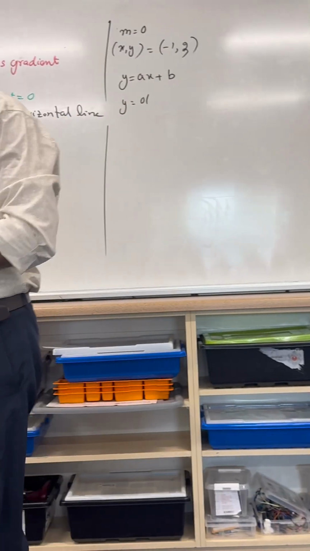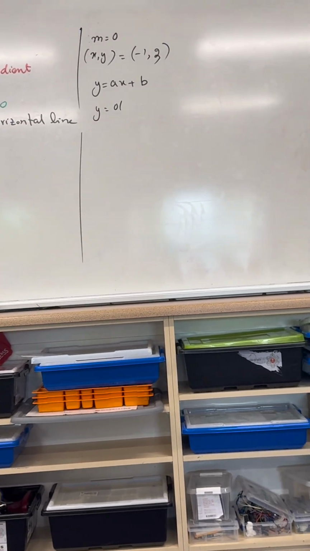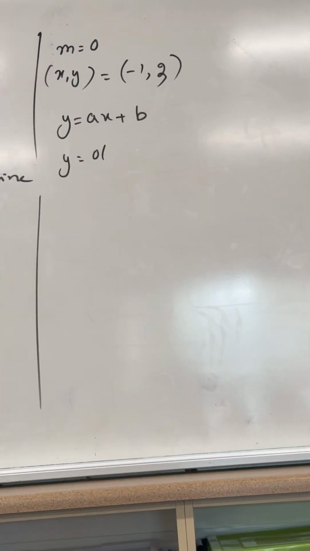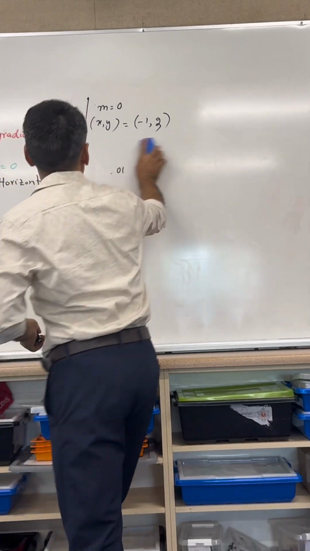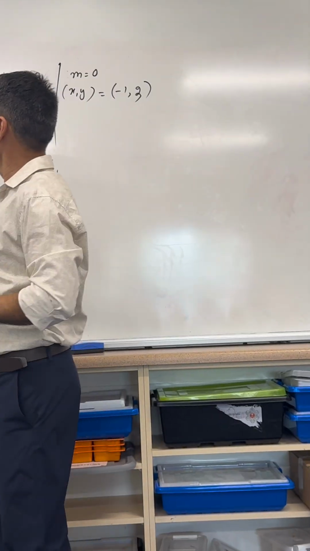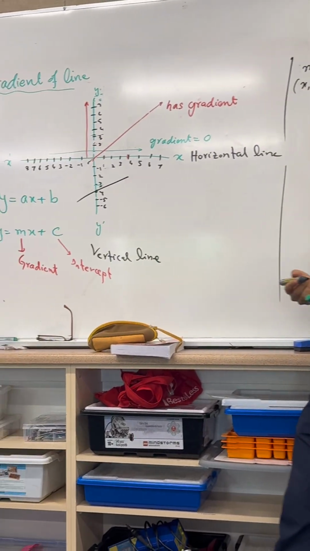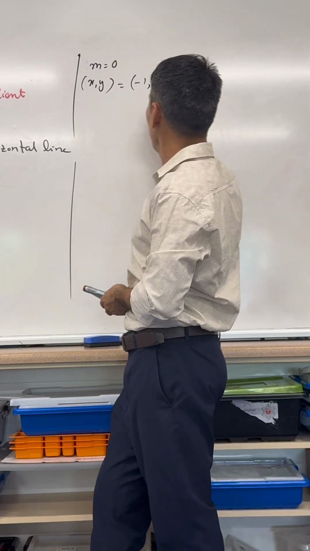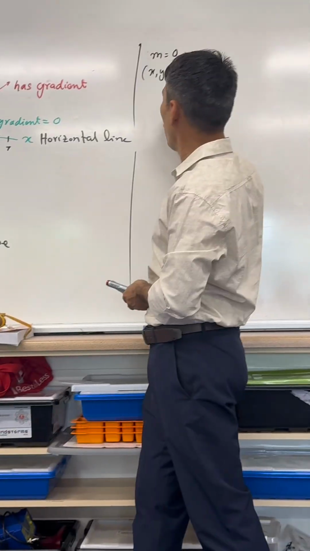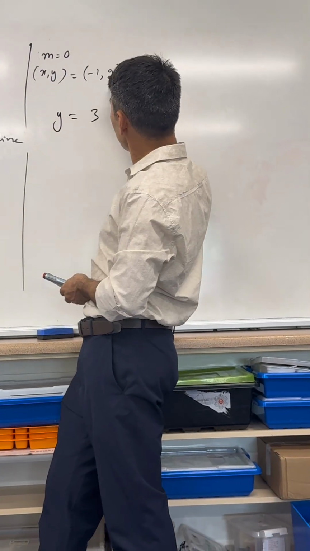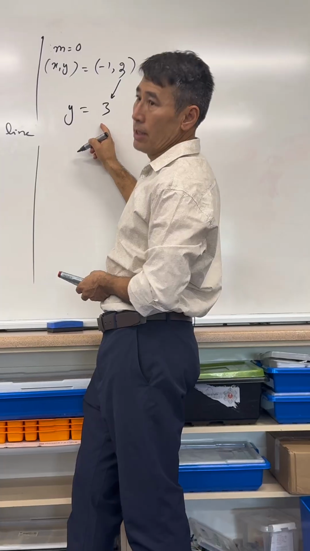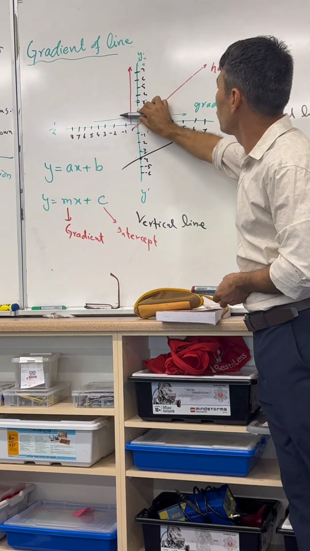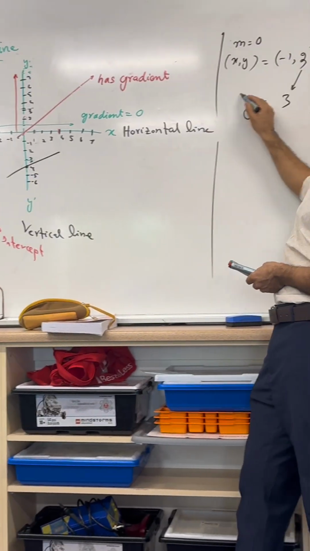Can you wait a minute? Because the gradient is 0, I need to go the short way. Guys, when gradient is 0, you are along the x-axis. There's no gradient. So our equation would be y is equal to 3. See this 3? y is equal to 3. Because the line doesn't make any angle, it goes parallel to the x-axis. So y is equal to 3, that's your answer.